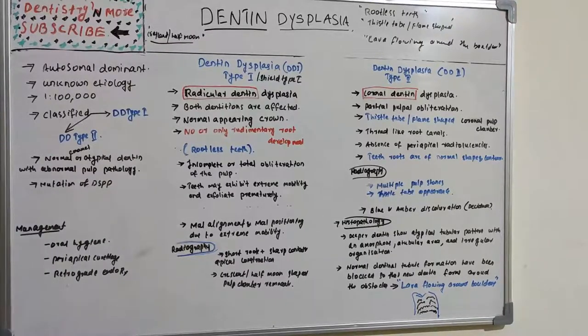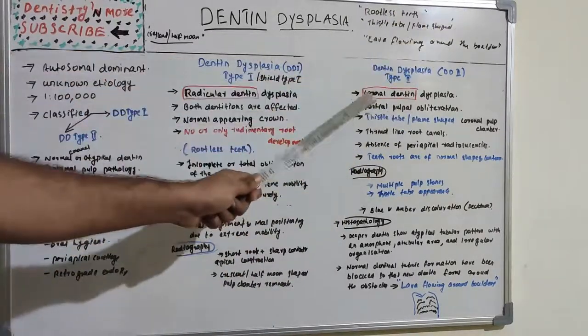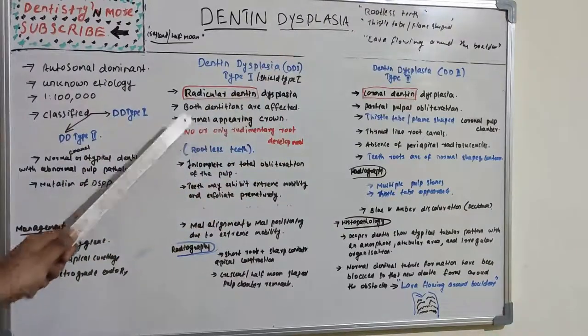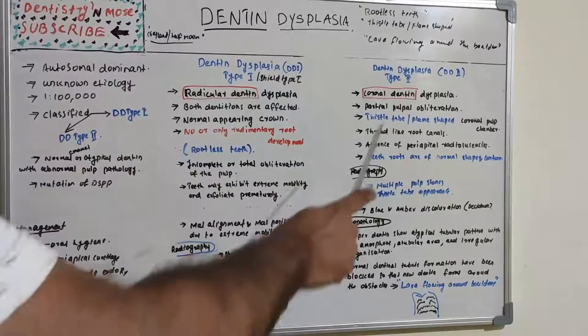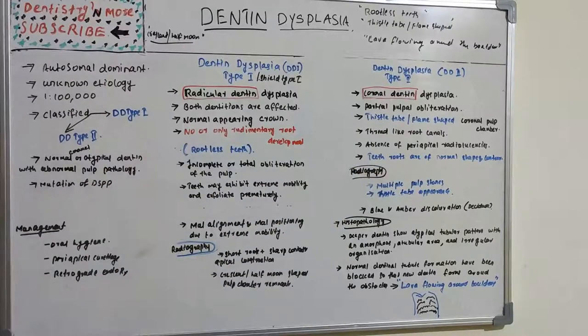Now let's move on to dentine dysplasia type 2, which is coronal dentine dysplasia, where the problem is with the crown or the coronal dentine. The pulpal obliteration will be partial, and the peculiar appearance of the coronal pulp chamber is thistle tube or flame shaped. Thistle tube or flame shaped pulp is seen in type 2. Rootless teeth is type 1. Thread-like root canals are another feature, and there will be absence of periapical radiolucency. Tooth roots are of normal shape and contour.